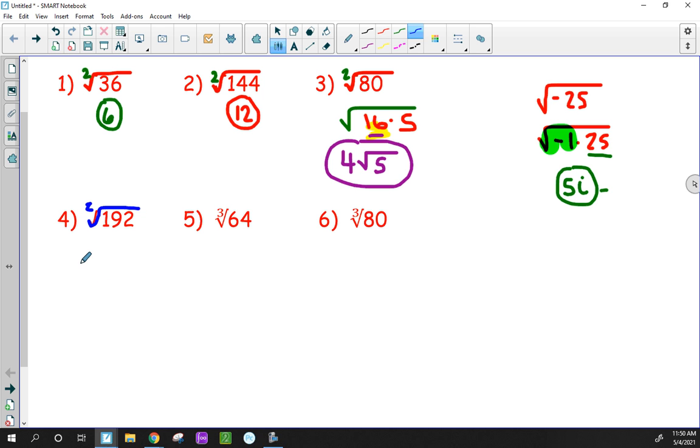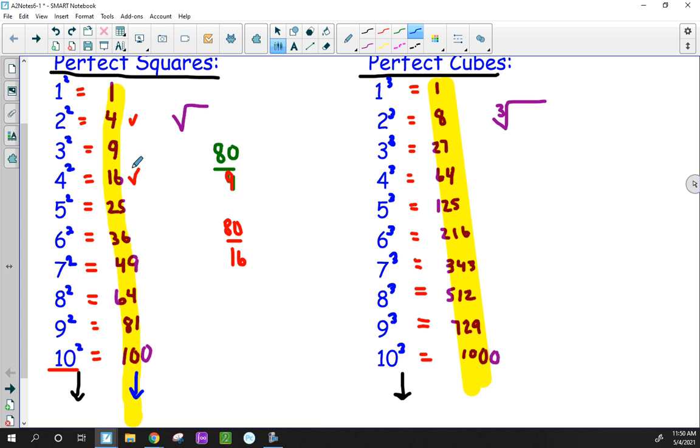So what I do is I drop down my radical symbol. I go back to my perfect squares and I try to find the biggest number that goes into 192. I'm going to show this technique one more time, and then you're going to have to do all of that on the calculator. You're starting with 192, you're dividing it by 4.